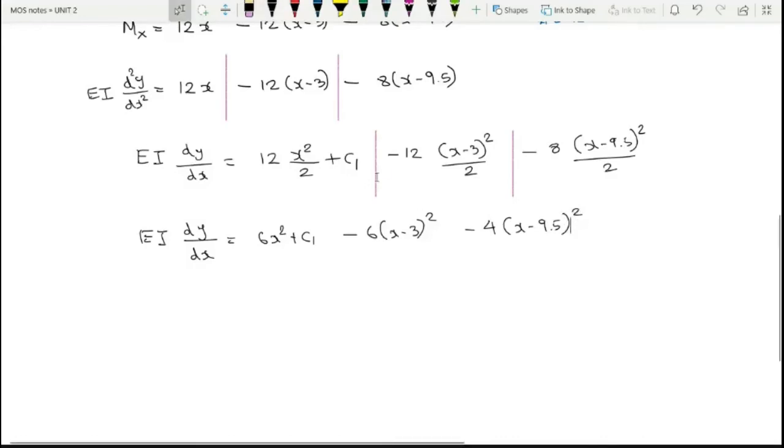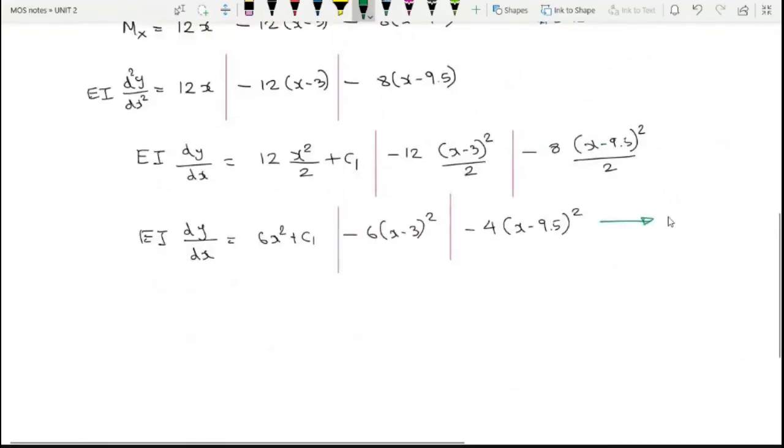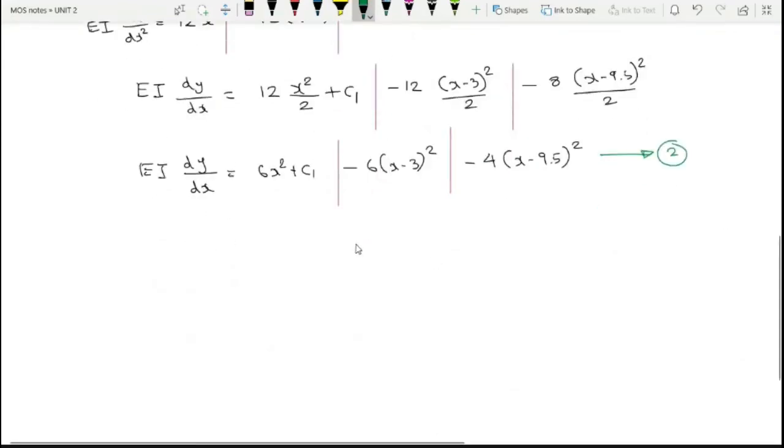So this is my term. This term is what you can call the slope equation. This is my slope equation. Let me call this equation 1. I think I already put equation 1, right? So this is equation 2. Now, again, we will integrate this because I need my deflection y.